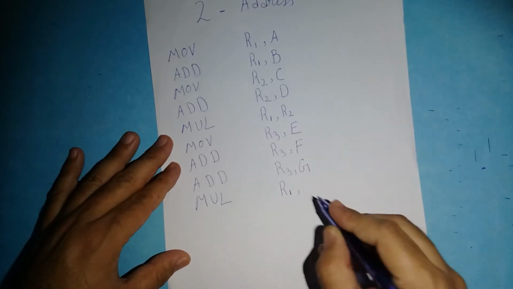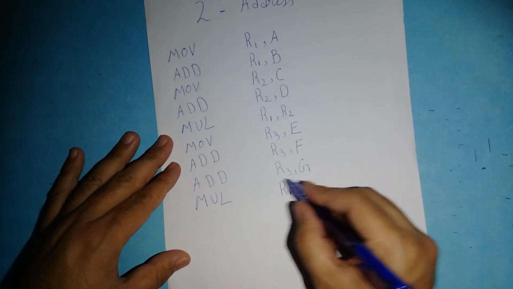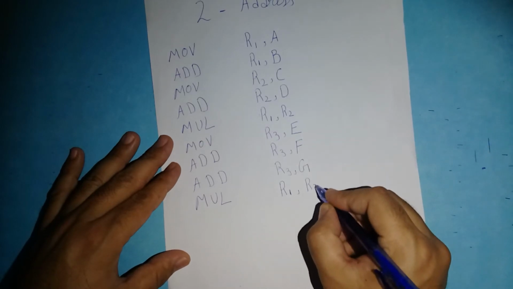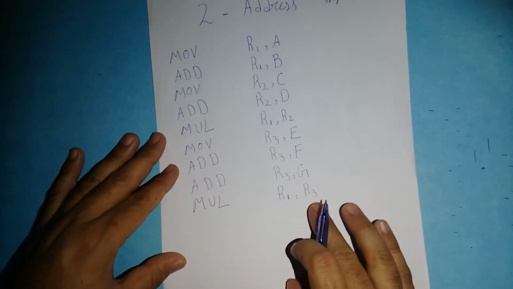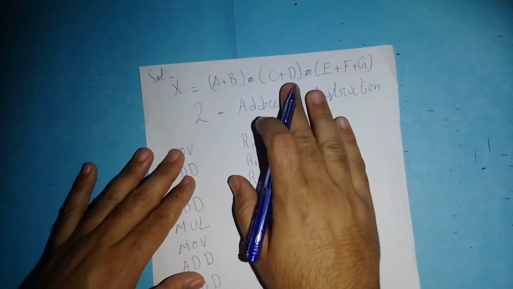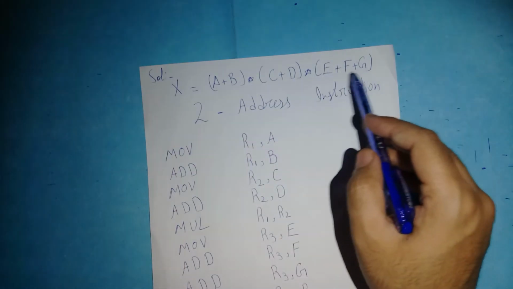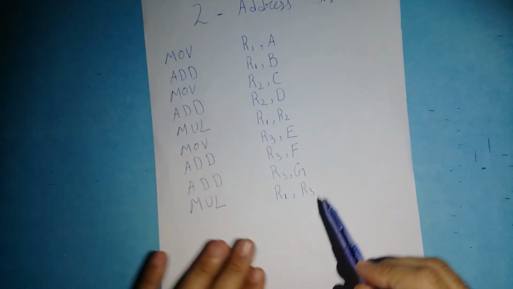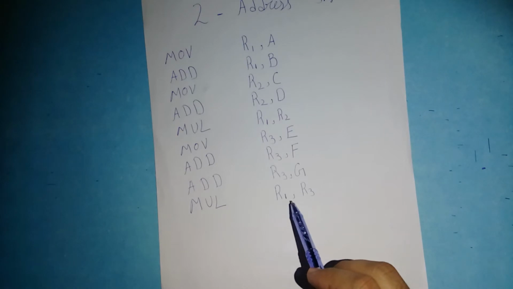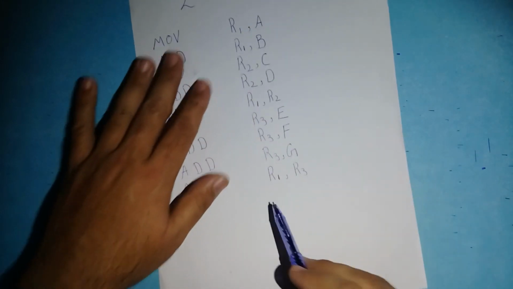Why? Because R1 has got the answer of the first two brackets when I multiplied them, and after that I'm going to multiply with R3. Why? Because R3 has got the answer of the third bracket. So in this line, the answer of the first two brackets is multiplied with the answer of the third bracket, and the final answer is stored in R1. So it means I evaluated this expression and the final answer is stored in R1.